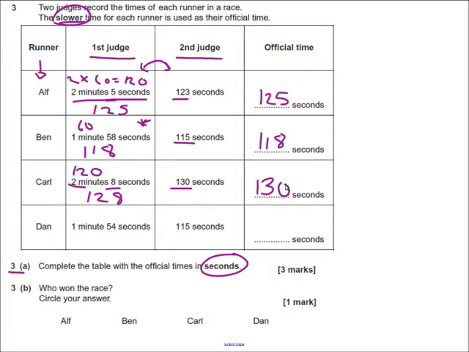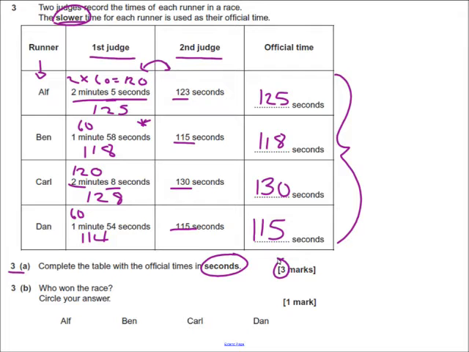Then finally Dan. Well, Dan has 60 seconds for the 1 minute, plus 54 seconds is 114 seconds. When we compare the 2 times, Judge number 2 has a slower time for him of 115 seconds. So the official time for Dan is 115 seconds. And these scores here are worth your 3 marks.